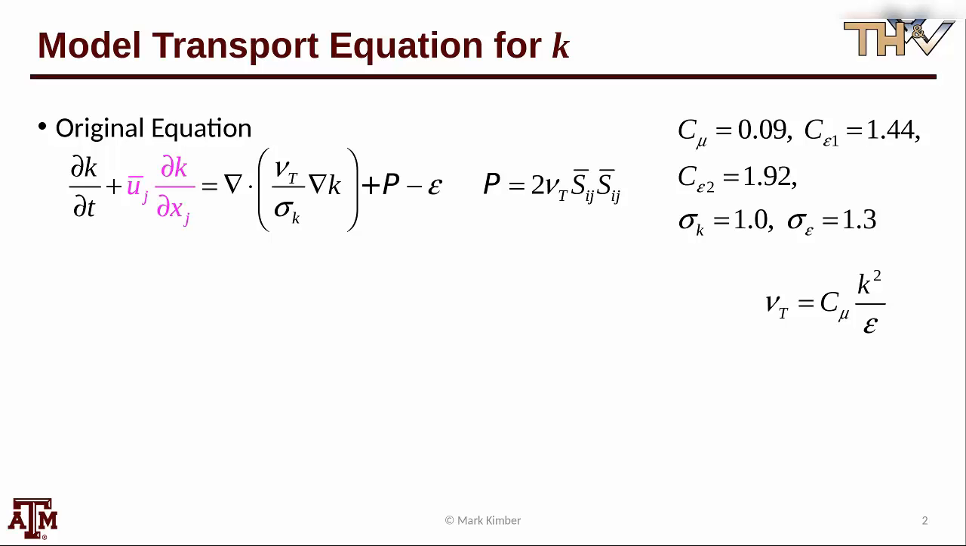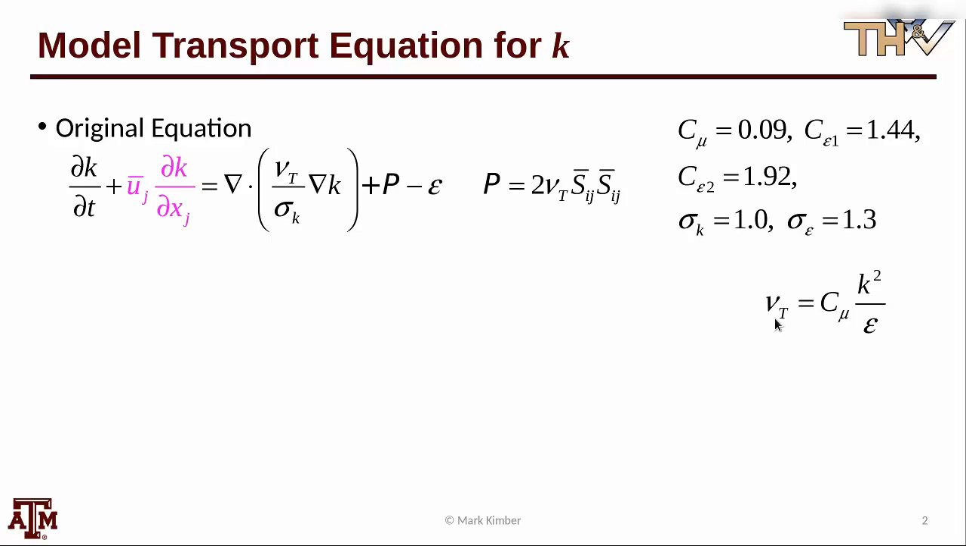and it's made up of the material derivative on the left-hand side. We have a diffusion term, we have a production term, and a dissipation term. And the production is given by this expression. And if we know the kinetic energy and the dissipation, then we can calculate the turbulent viscosity.